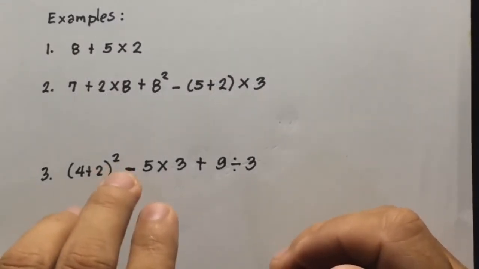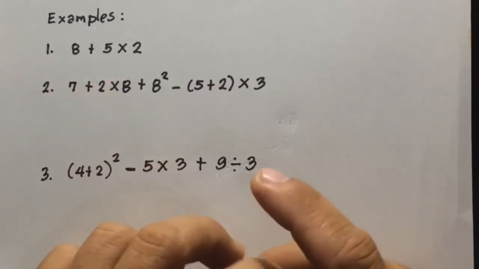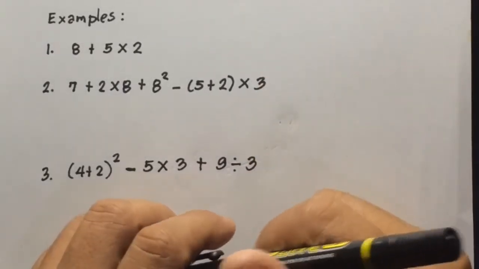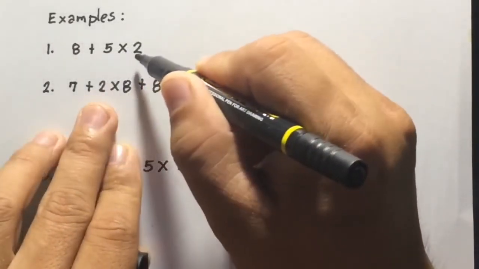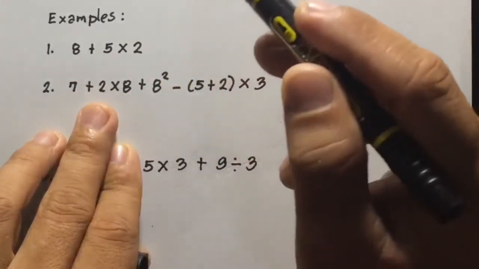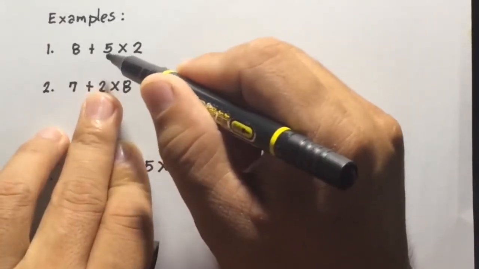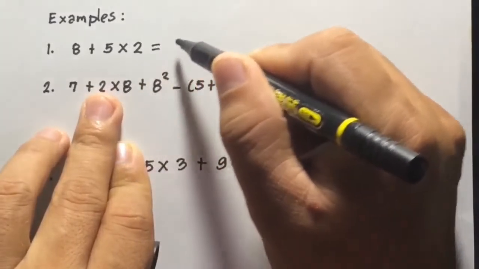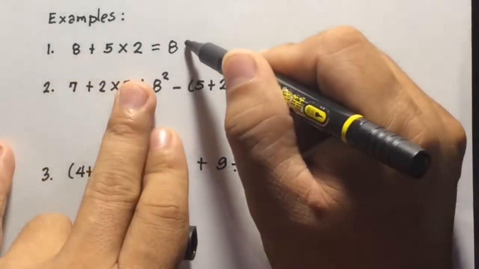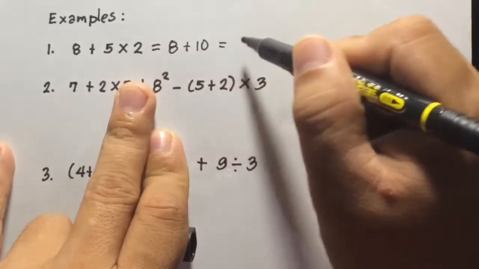So let's have some examples here. For number one, 8 plus 5 times 2. If we're going to apply the order of operations PEMDAS, you're going to have first 5 times 2, because you're going to have multiplication and division first before addition or subtraction. So this will be equal to, copy first 8, then 5 times 2 is 10, so plus 10. So 8 plus 10 will be equal to 18.